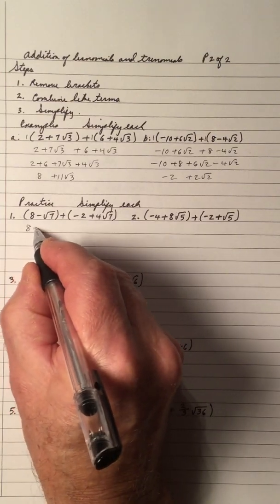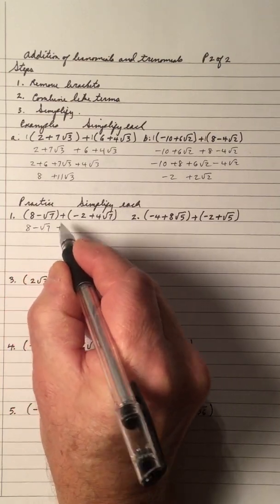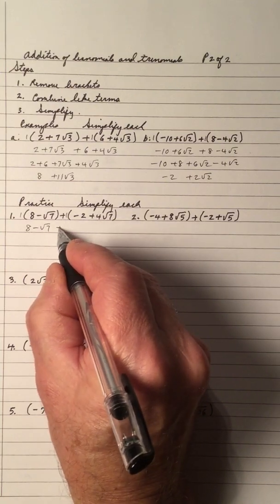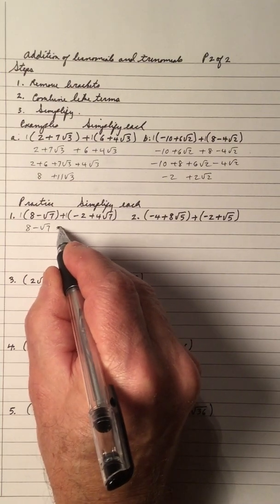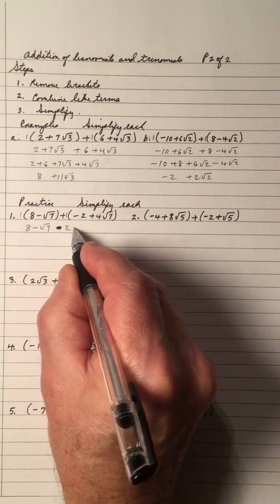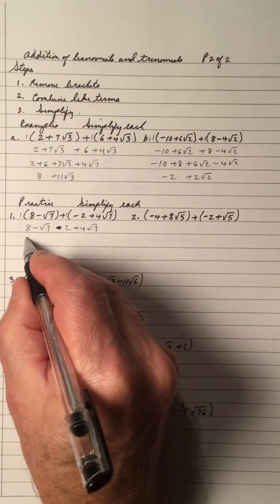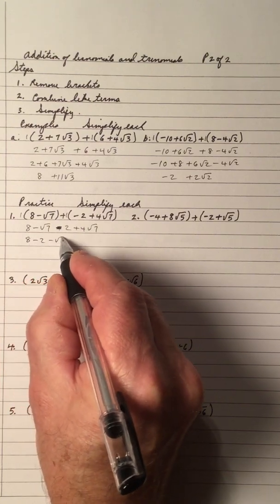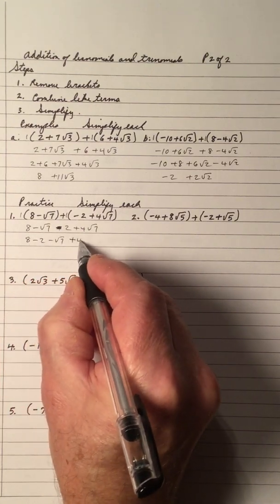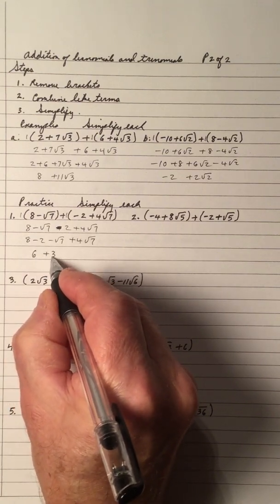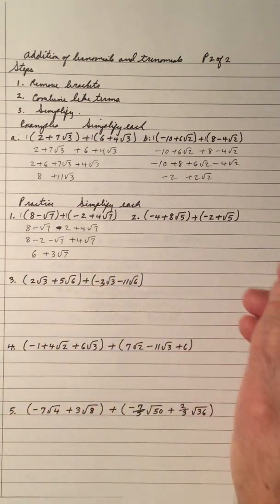So I get an 8 minus root 7. And again, if you think about a 1 and a 1, multiply by 1, you get a negative. Let's make that officially a negative 2 plus 4 root 7. And 8 minus 2, subtract root 7 plus 4 root 7. So that's 6 plus 3 root 7.